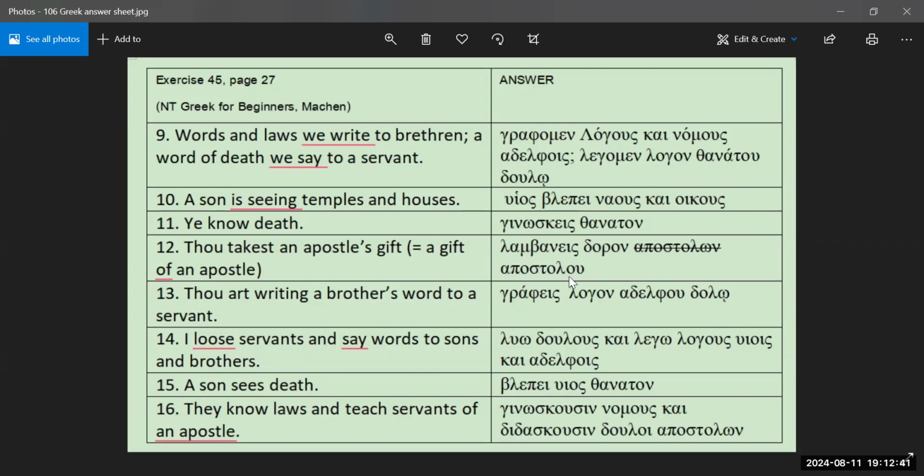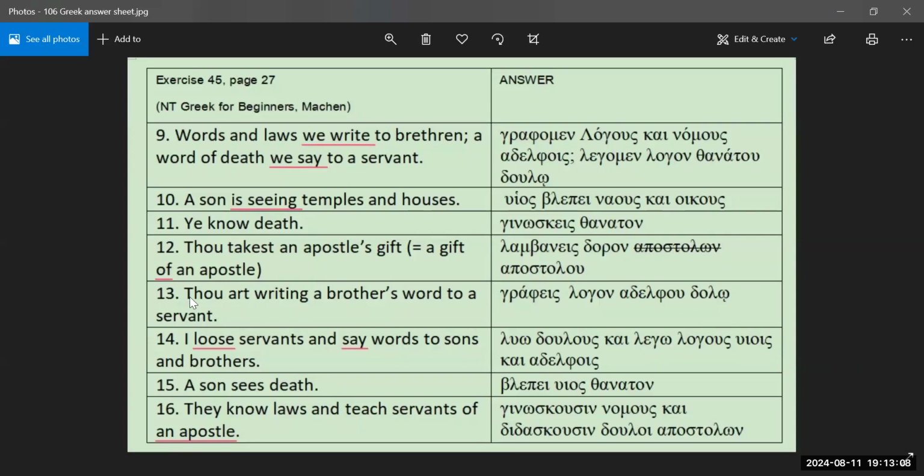So if you see a genitive like this, just say in your mind, of what? Of an apostle. And what is of an apostle? Well, it's the accusative form. A gift of an apostle you are taking. So you are taking a gift of an apostle. And this is where, in the original notes I got it wrong here. I was thinking apostolon, which is the plural, but actually it's the singular. That's where Ryan got it right here.